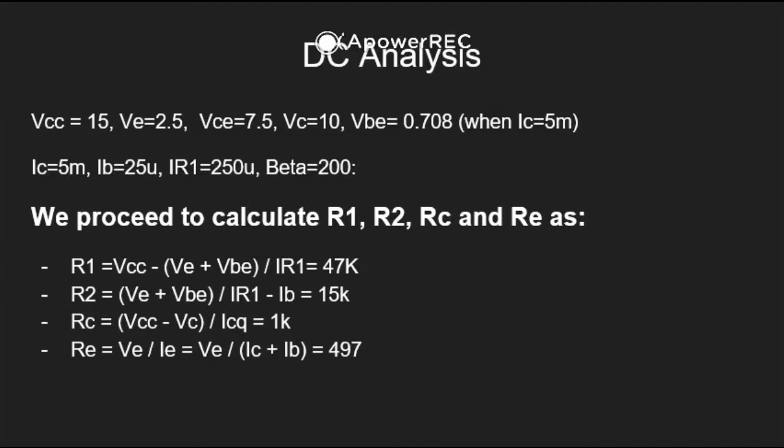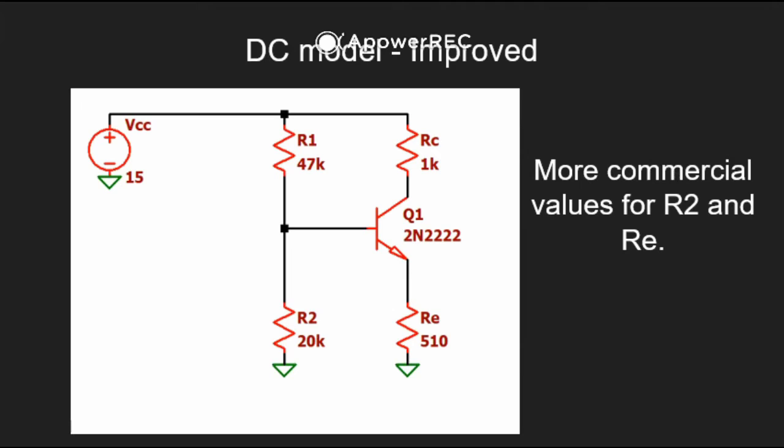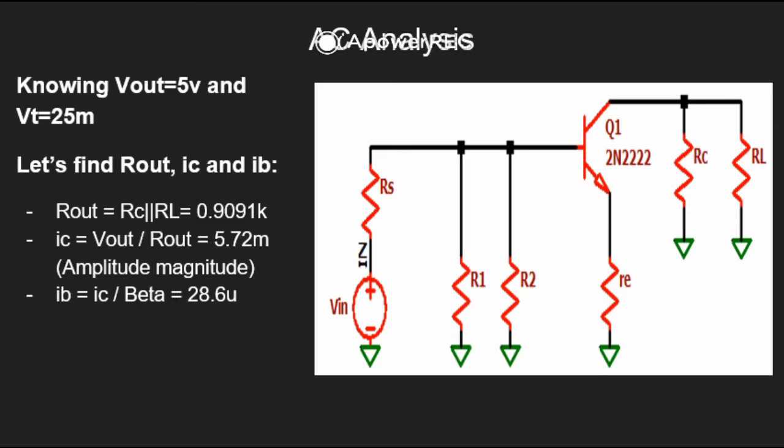Those are obtained using the next expressions, and notice that we use the VCC voltage as a feed. We use the voltages from emitter, base, and collector, and their respective currents. Using these values, we got this improved model with more conventional values for resistors 1, 2, and E. We use it because these are more commercial values and better for implementation.